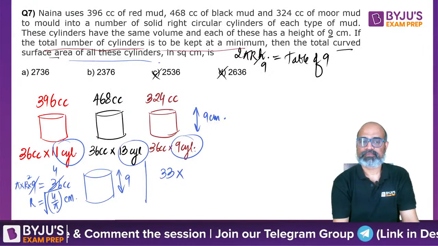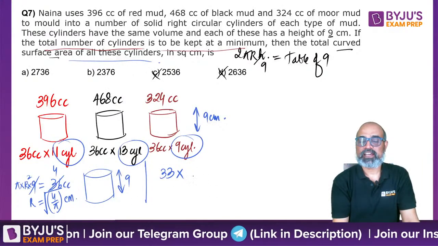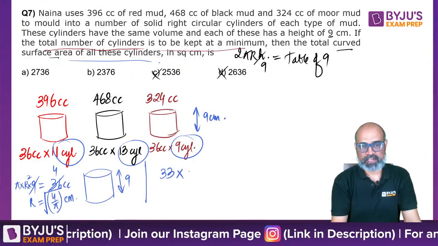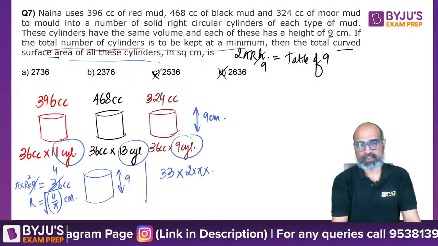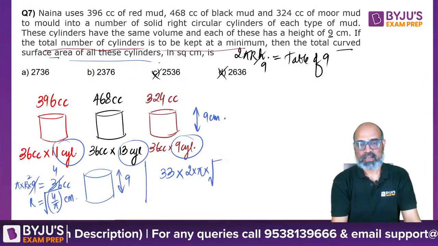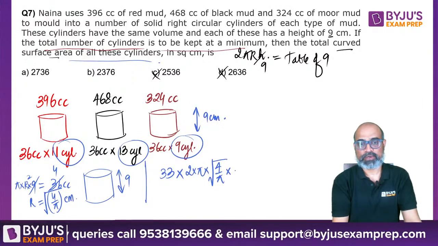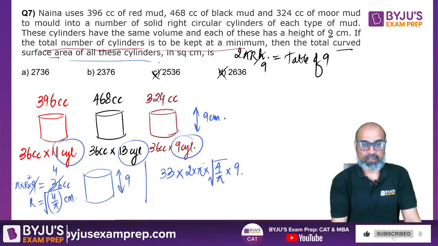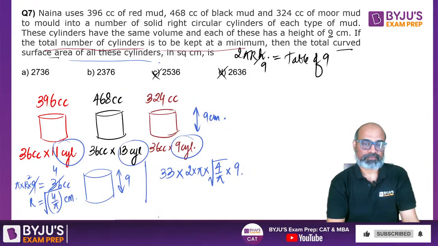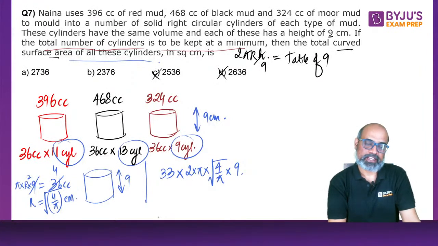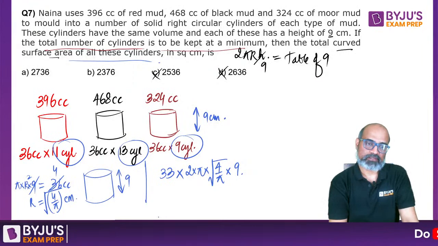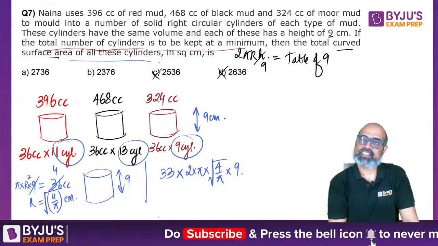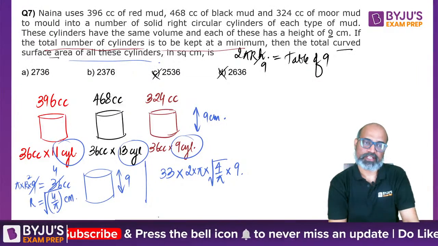33 into each cylinder's curved surface area, which is given as base perimeter into height, 2 pi r h. 2 pi radius is root 4 by pi, into h, and height is 9. Will we be able to get the square root of pi? 36 is not in the table of 22 or 7, right?